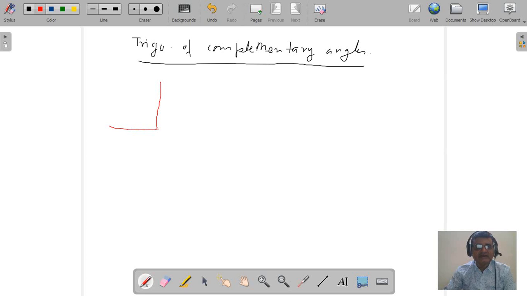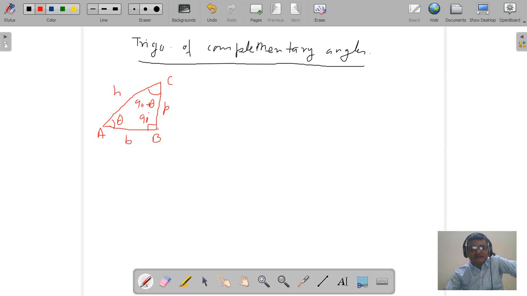So we are taking a right angle triangle. It is right angled. Let this be A, this be B, and this be C. Let this angle be theta, and then this angle will be equal to 90 minus theta. As you know, this is the base, this is the perpendicular, and this is the hypotenuse.